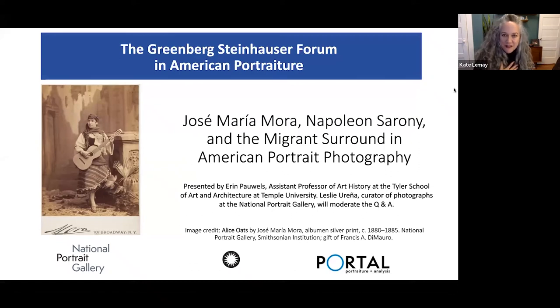So just to introduce myself, I'm Kate LeMay. I'm the acting senior historian at the National Portrait Gallery, the interim director of Portal, the National Portrait Gallery's scholarly center. This is my dog. I don't know if you can see her.